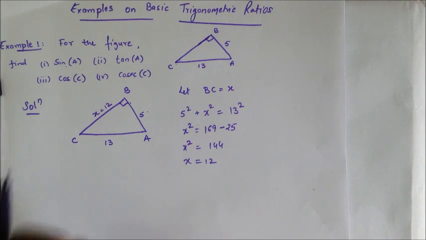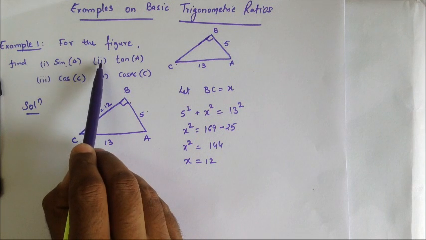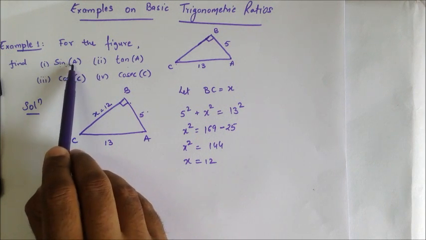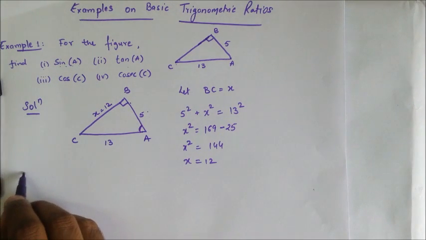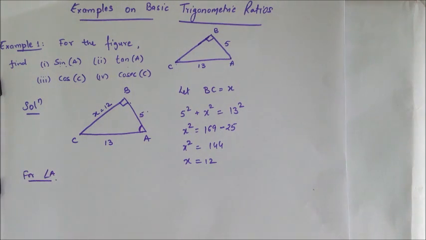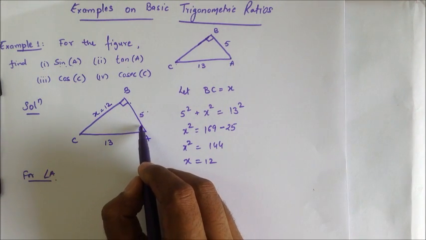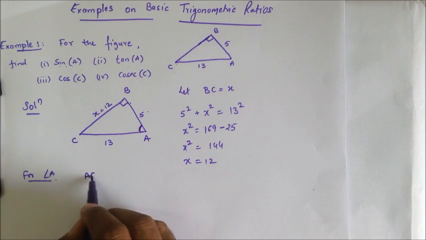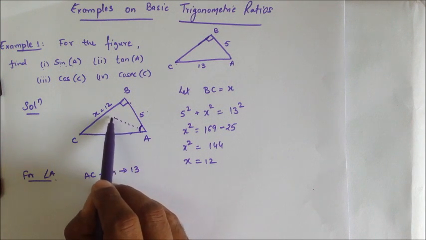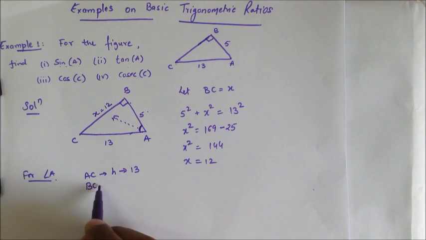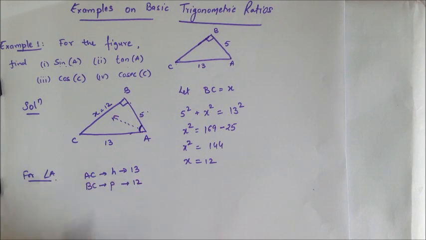Now we will take the case 1 and case 2, because in this we have to take sine of angle A and tan of angle A. So I'll mark angle A. So for angle A, we saw earlier, for this angle A, the hypotenuse is AC, which is equal to 13. The side in front of it, which is BC, becomes the perpendicular, which is 12, and the side just adjacent to it, which is AB, becomes the base, which is 5.